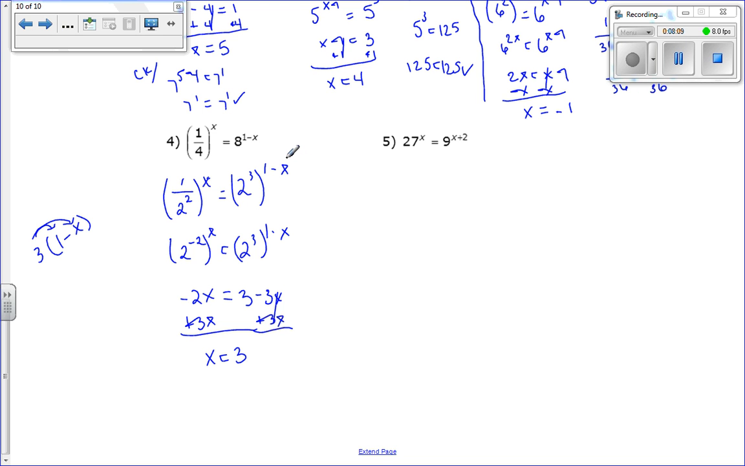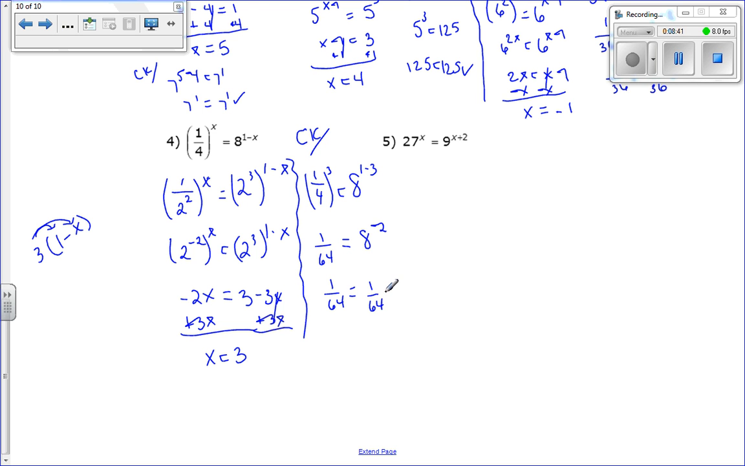If I put in 3 for x, I have 1/4 to the third power equals 8 to the 1 minus 3. Well, 1/4 to the third power is 1 over 64, equals 8 to the negative 2. So 1 over 64 is equal to 1 over 64.